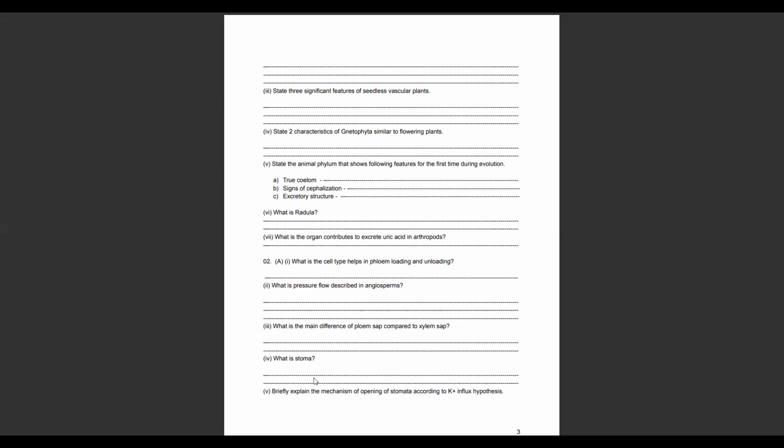So here the answer should be microscopic pores surrounded by guard cells in the epidermis of the leaves and stems of plants, which can open and close. Guard cells are the specialized epidermal cells, not the stomata. Stomata is the pore that is formed, and what forms the pore are the guard cells. Guard cells change in shape. Microscopic pores surrounded by guard cells in the epidermis of the leaves and stems of plants, which can open and close. Give 1 mark.